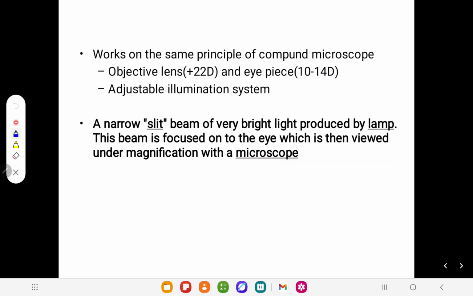Then onwards, it works on the principle of a compound microscope. And sometimes even faculty or students, when asked what is the principle of slit lamp, call it the same as the principle of a compound microscope. Yes, there is a microscope, the same principle as a compound microscope. So it doesn't matter. Objective piece and eyepiece. Basically, it is more complex than what you think.